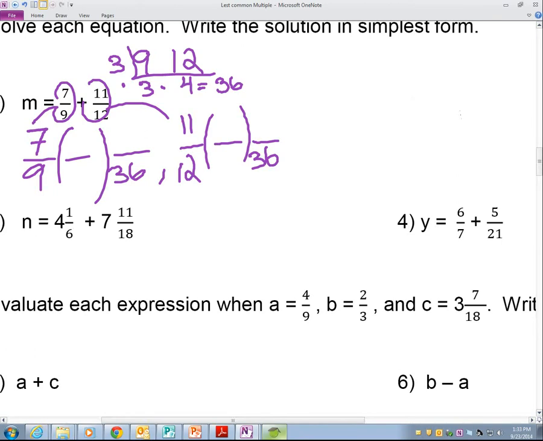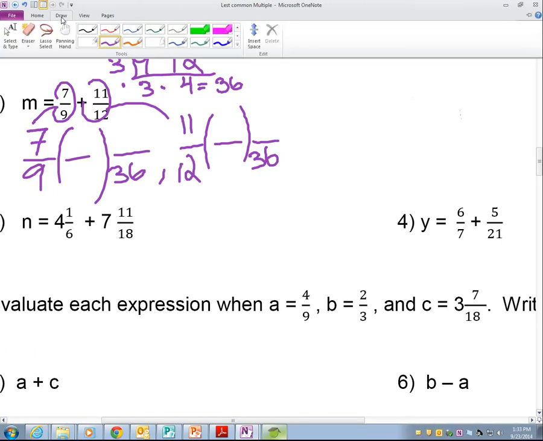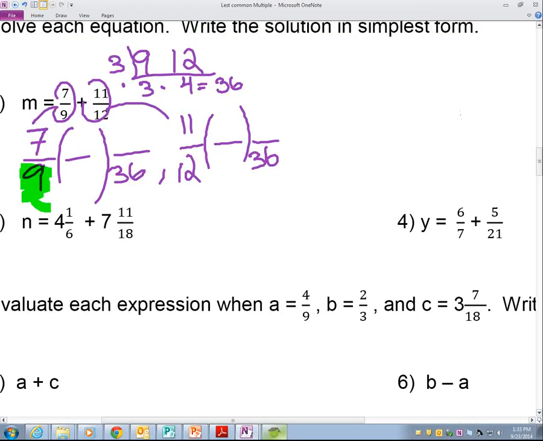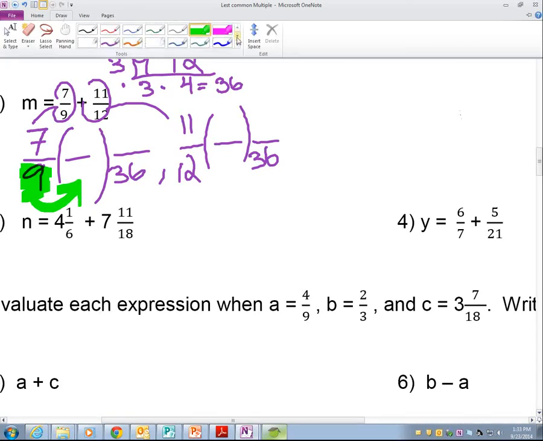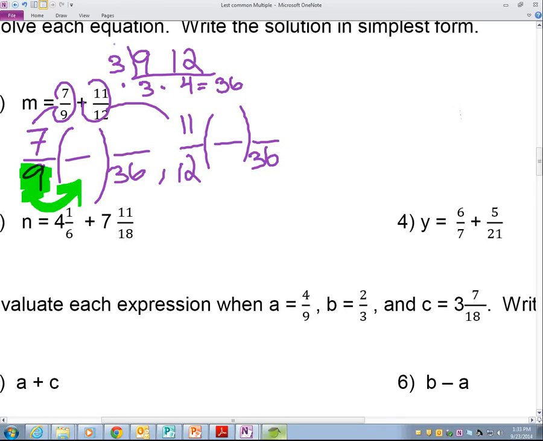What's happening to 9 here to make it 36? That's a nice arrow. What's happening to 9 to make it 36? Landon. Yeah. Multiplying by 4. And because 9 and 7 are siblings, 9 gets 4, so 7's like, I want 4 too. So it gets 4.